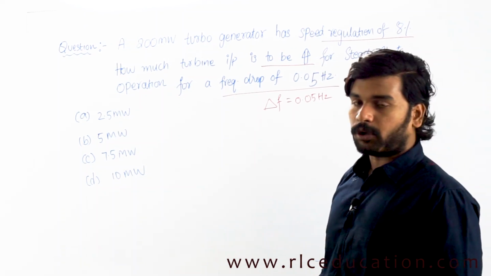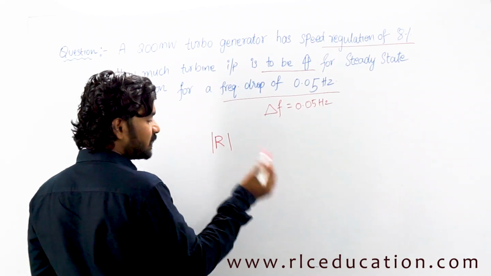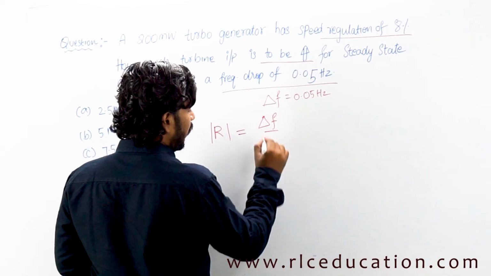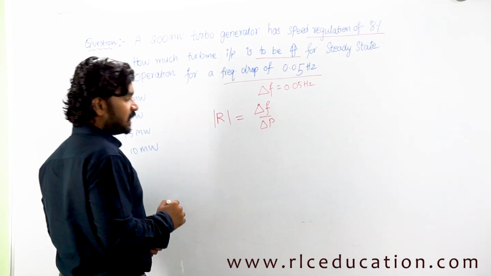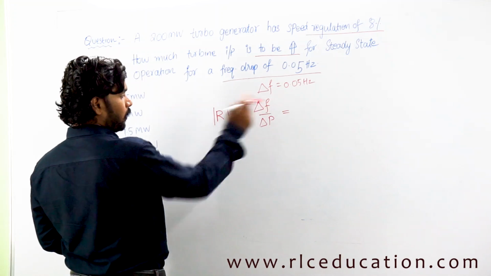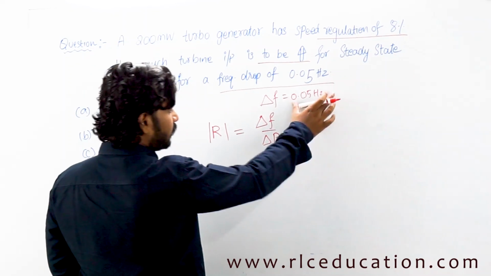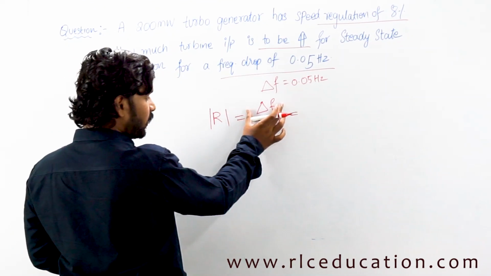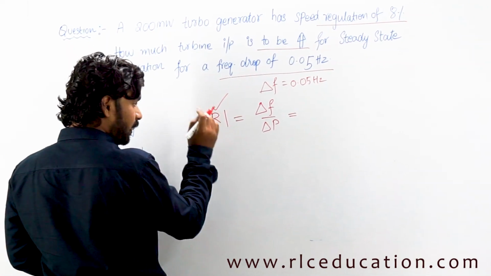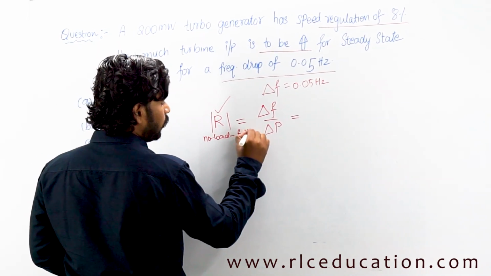First we will find out the regulation parameter for this particular generator. The regulation parameter is R, and I am taking the mod of R, that means positive R, which is equal to delta F by delta P, the change in frequency by the change in power. The delta F for R is not the one given in the question. As per the regulation constant, the regulation parameter R is always defined from no load to full load. Please keep this in mind, don't get confused. No load to full load.